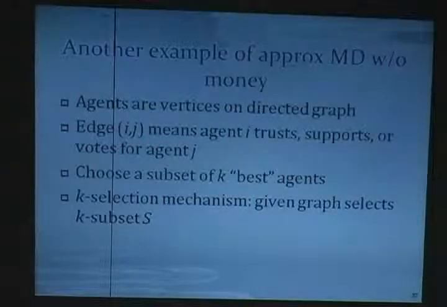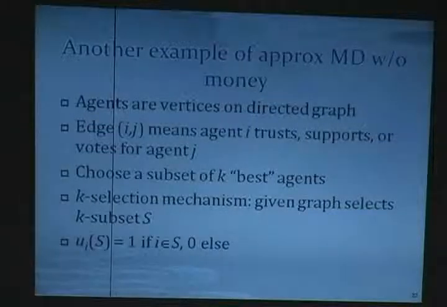Now a k selection mechanism for some fixed k, so k is given from above, and we want to talk about a k selection mechanism that gets as input this directed graph and returns a k subset, a subset of size k that I denote by S. Okay, so we choose a subset of size k of the agents.